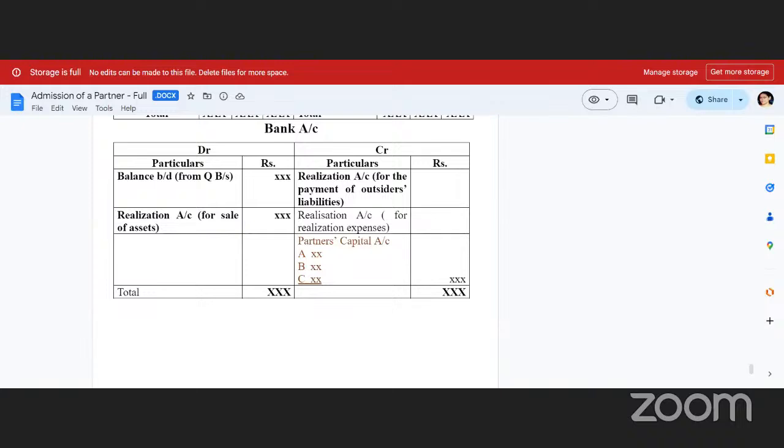Okay, I'm sending the link of this document. You people can download it, take the printouts, and go through it. In the previous class, I gave you the pro forma of admission of a partner, how to do the revaluation account, how to do the partners' capital account, bank account, and balance sheet, right? So using that information with the help of one question, we did it today, right? Same way for retirement and death of the partner, and also dissolution of the firm, there are questions in this document. You people can go through it. We'll refer to that again in the next class.